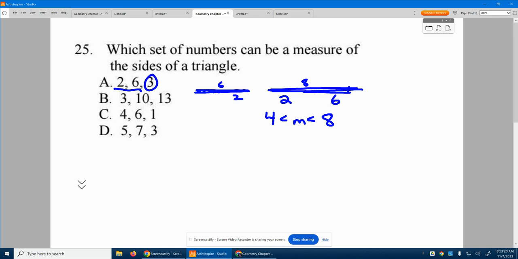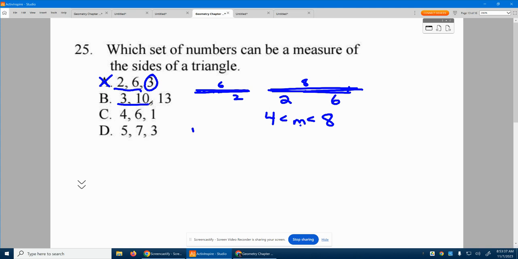Well, is 3 between 4 and 8? The answer is no. So we know you can't have one that's 2 and one that's 6 and the other guy be 3, because our measurement has to be between 4 and 8. So A is out.